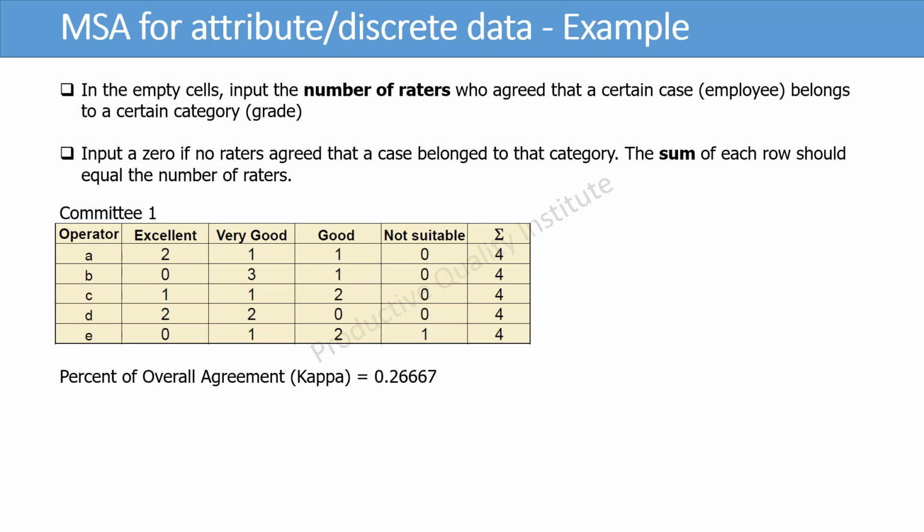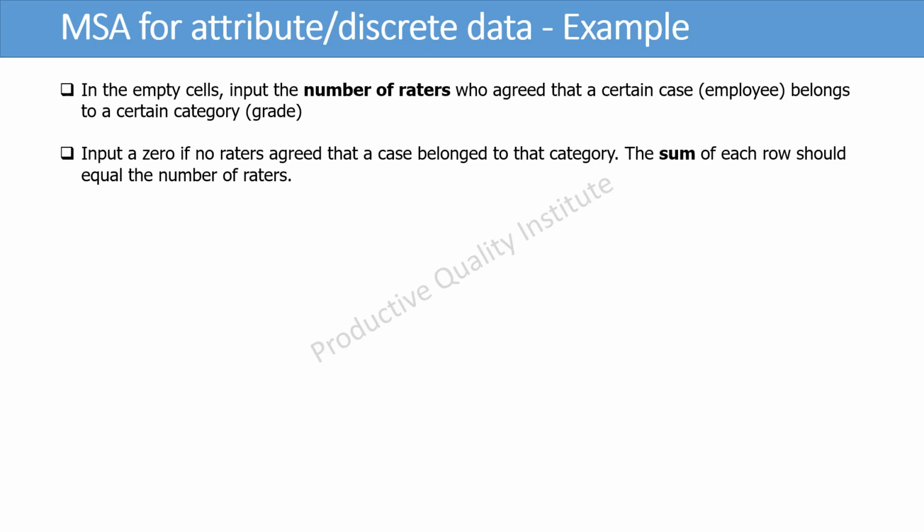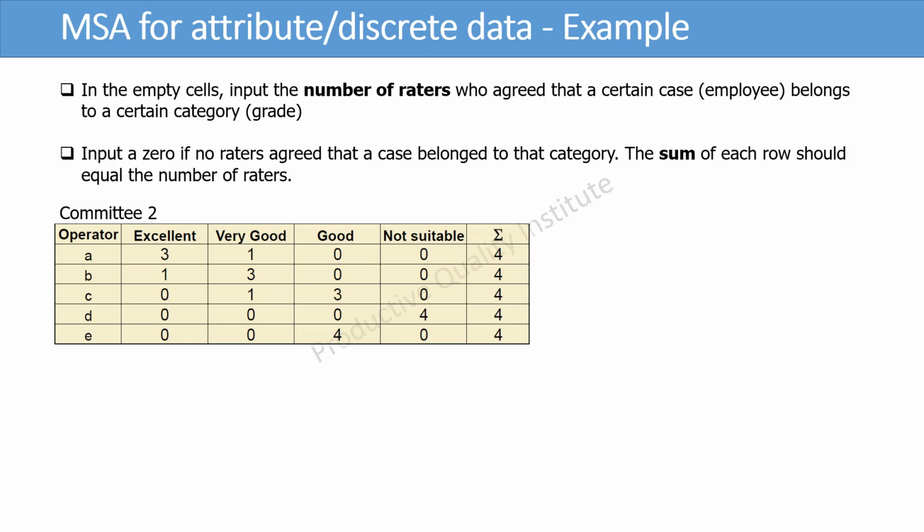Percent of overall agreement, kappa, is equal to 0.267. What do you think is the problem? Again, we will perform the same actions as the last slide, but for a different committee. Percent of overall agreement, kappa, is equal to 0.7. What has happened?